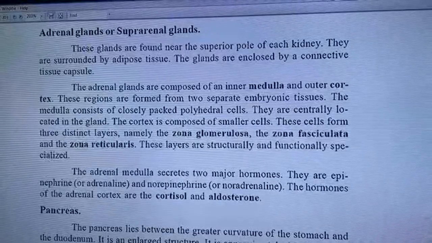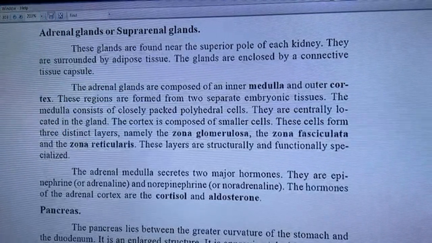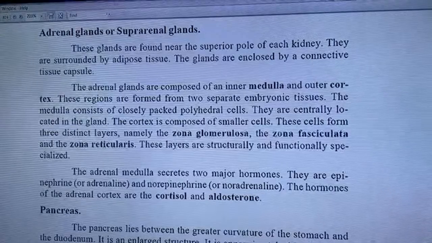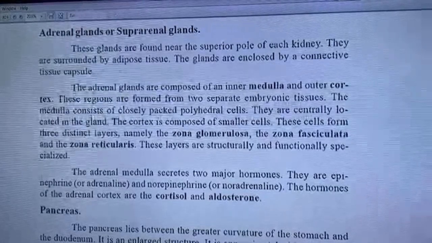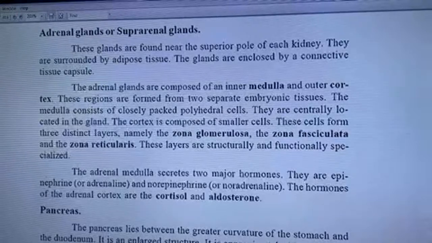The adrenal medulla secretes two major hormones. They are epinephrine or adrenaline and norepinephrine or noradrenaline. The hormones of the adrenal cortex are cortisol and aldosterone.